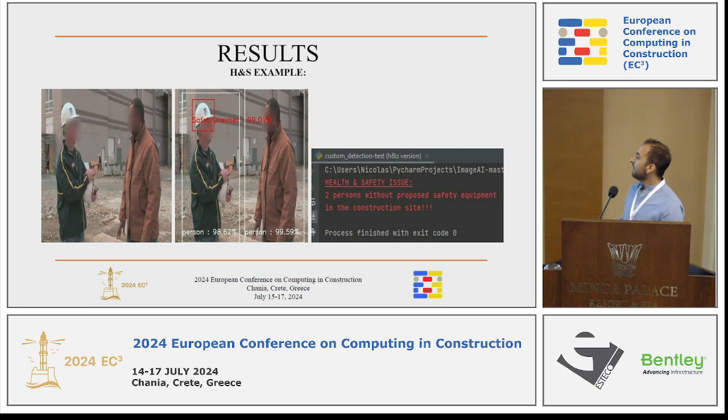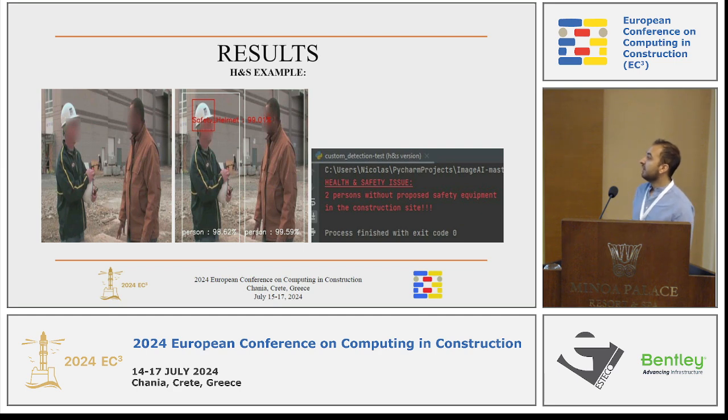And the right figure is the output after the specific Python code execution, which gave us a warning that we have two persons without the proposed safety equipment on the construction site. And why is that happening? Because neither of them has both a safety helmet and a reflective jacket with them on the construction site. This code works with three checkpoint stages.